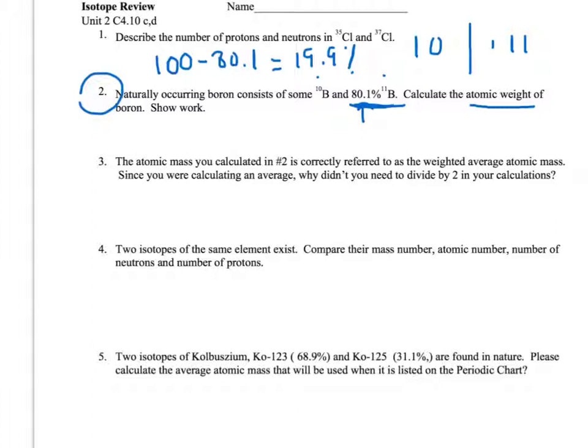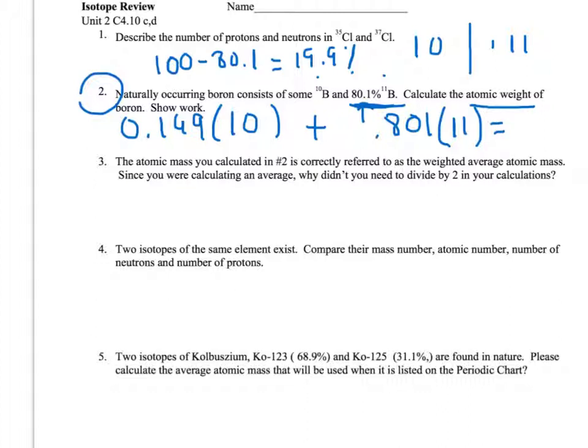Now let's actually calculate the average atomic weight. The first thing I need to do is take the percentages and think about them in their decimal form. 19.9% is 0.199. 80.1% is 0.801. Both of those I'm going to multiply by the data that goes with them. Boron 11 was the 80.1%. And then what I'm going to do with those products is add them together.